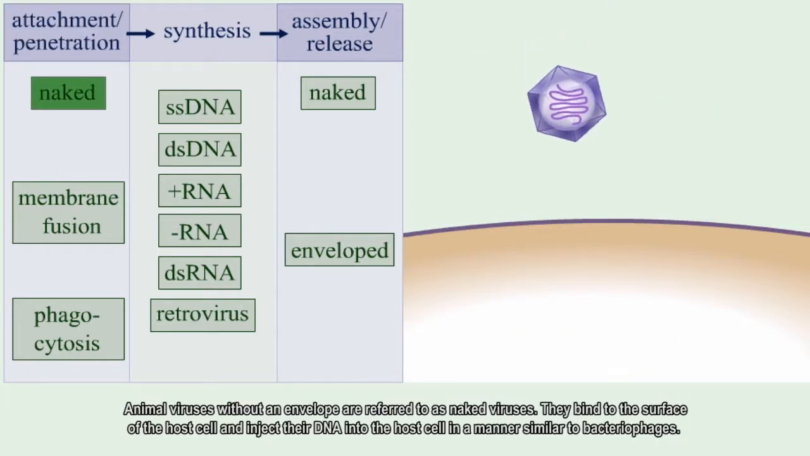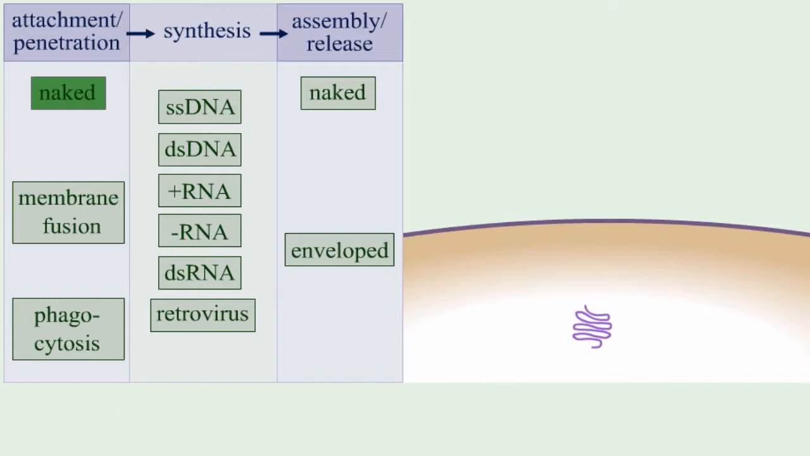Animal viruses without an envelope are referred to as naked viruses. They bind to the surface of the host cell and inject their DNA into the host cell in a manner similar to bacteriophages.